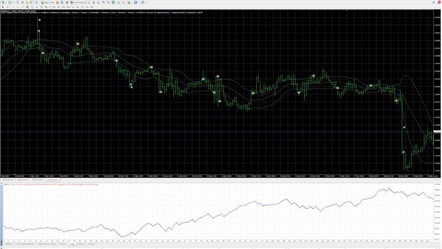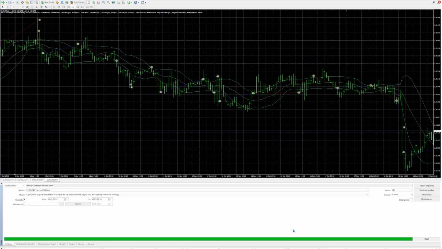So as the name suggests, this EA combines the MACD indicator with the Bollinger Bands indicator, two of the most popular indicators when it comes to trading online. So you can see here I have the MT4 platform. I've just run a random backtest here using the Bollinger Bands. You can see a decent graph there.